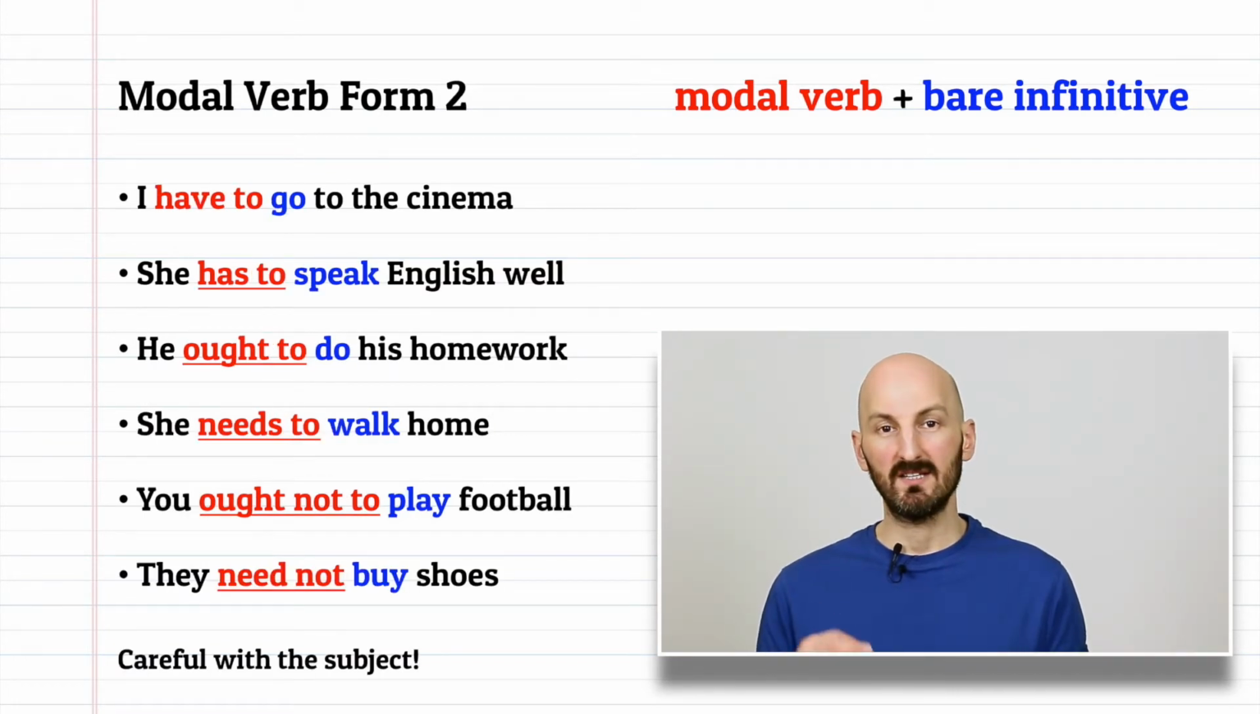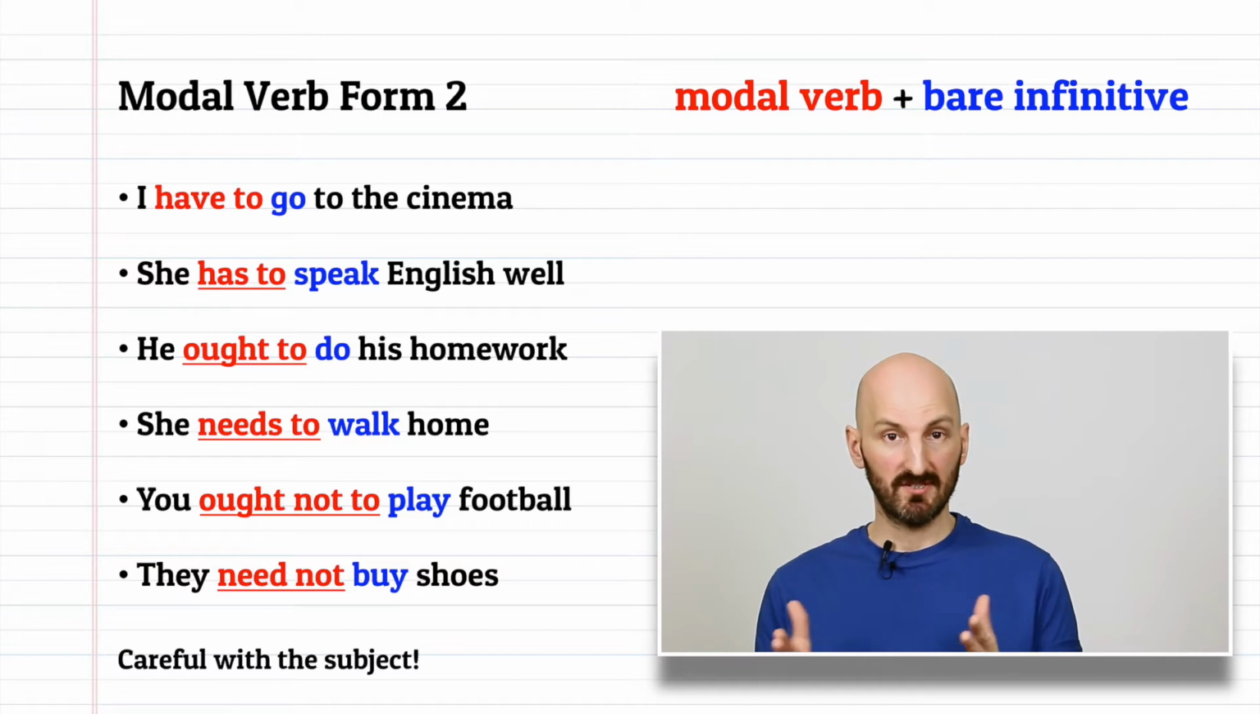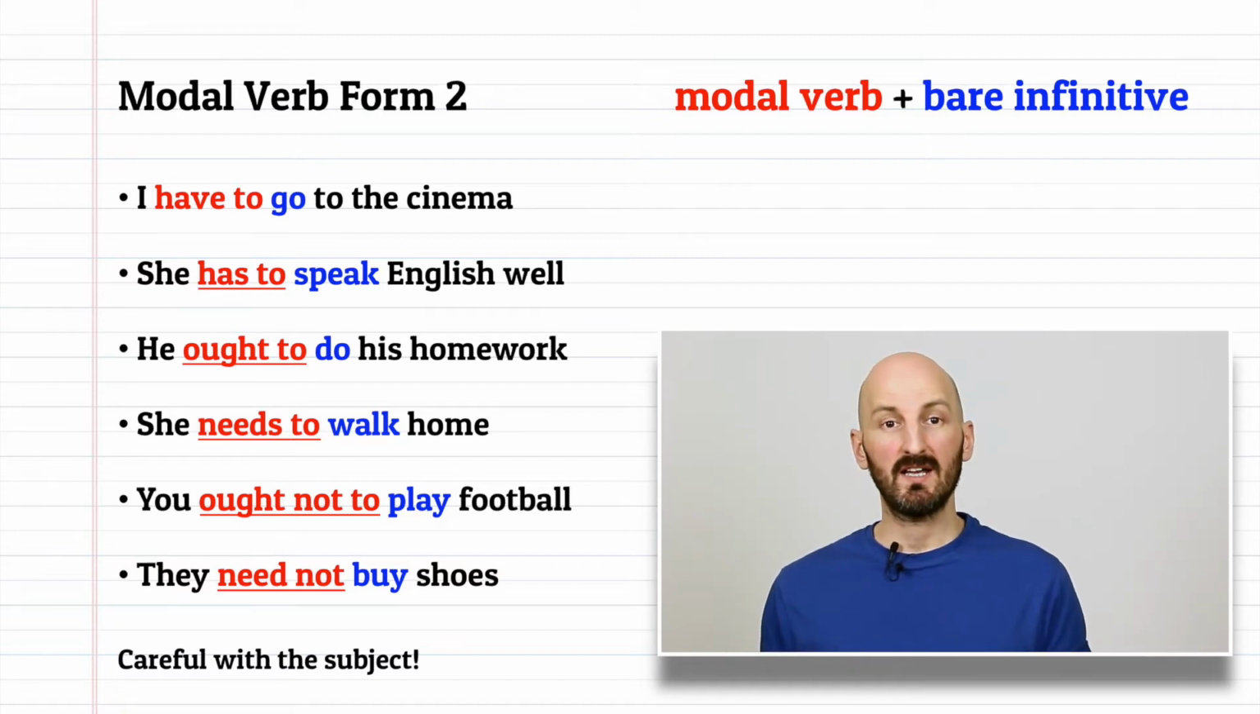Now the second form is also very similar, modal verb plus bare infinitive. In the sentence, I have to go to the cinema, I is the subject, have to is the modal verb, go is the bare infinitive form of to go, and to the cinema is the object. Remember though, with this second form, be careful with the subject in the third person he, she, it form. He, she, it has to go. The other modal verbs ought to and need to use the same form as this. The changes are, I ought to go to the cinema, he ought to go to the cinema, I need to go to the cinema, she needs to go to the cinema.